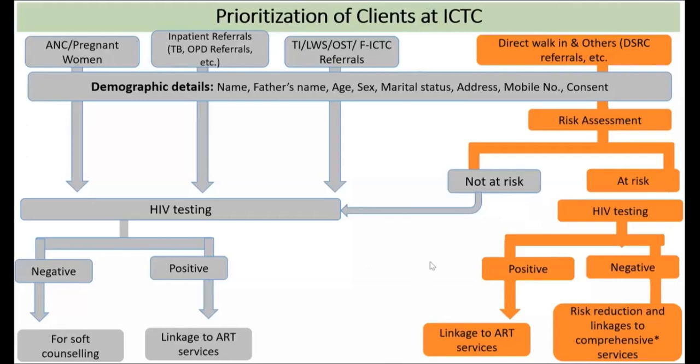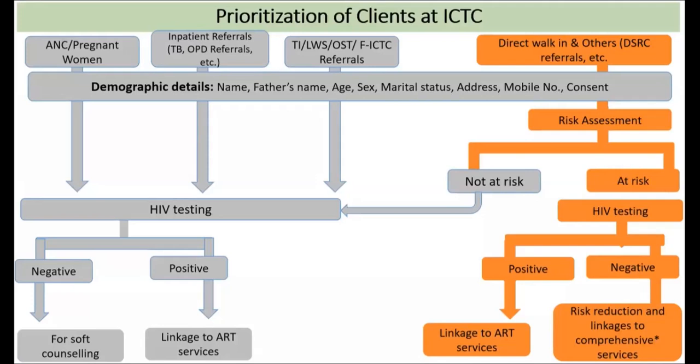If they are falling into the first 3 categories, their HIV testing will be done. If they are positive, they will be linked to the ART services. If they are negative, they will be given some kind of soft counseling. Sometimes it's a group counseling, and you can decide that if there are more people from the in-referrals, then a group counseling can be done for them also. Basically, why we are doing this is because they are at low priority for us. At the same time, they are being counseled in some way or other.